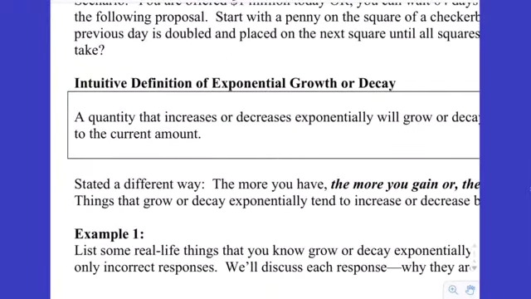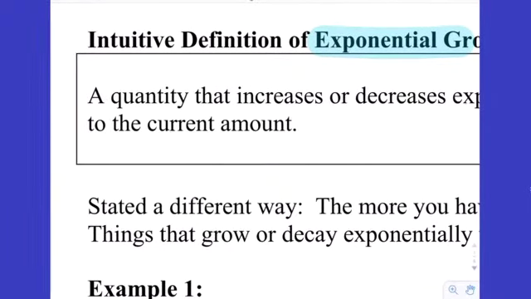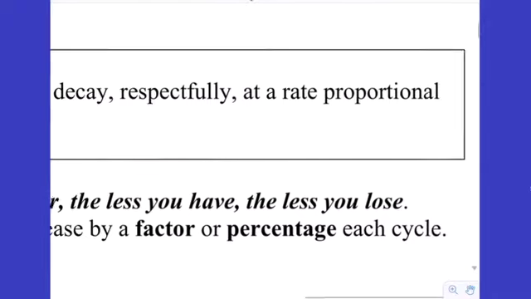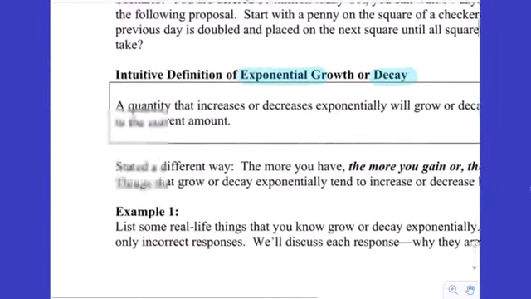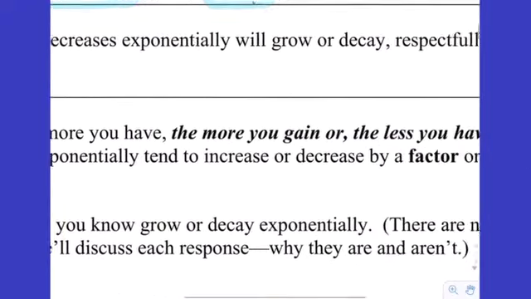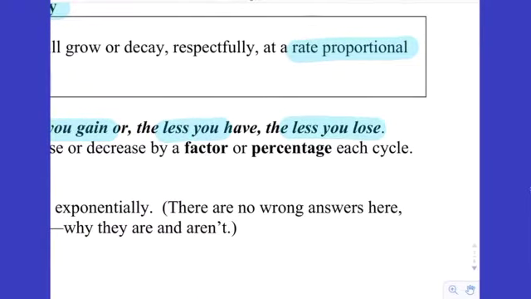So here's the intuitive definition of something that grows or actually decays. Like you said, money, we lose money fast. Something that decays exponentially. The intuitive definition: a quantity, whether it's money, germs, whatever, weeds, that increases or decreases exponentially will grow or decay respectively at a rate, this is important, at a rate that is proportional to the current amount. The growth rate is proportional to the current amount, or the decay rate is proportional to the current amount. To say that a little bit differently, you could say this: the more you have, the more you gain. Or the less you have, the less you lose.